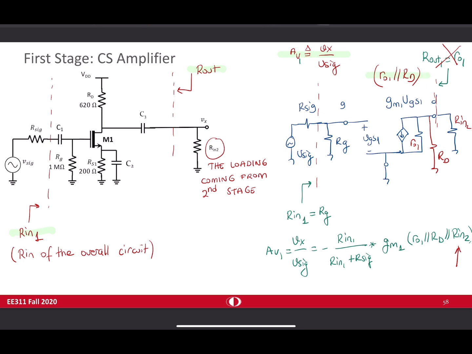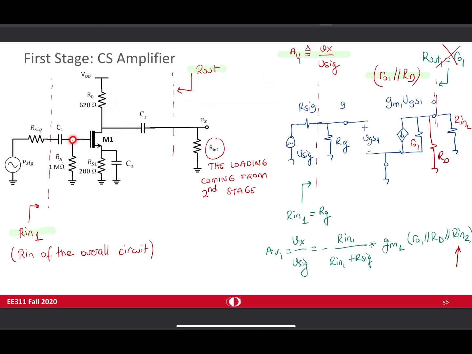But whatever it is, when you take a look at this schematic again, when you're looking from here, Rout has two components. One of them is Rd, the other one is Ro1. So you should be able to say Rout is equal to Rd in parallel with Ro1 without even drawing the small signal model. For the gain, the same thing again.